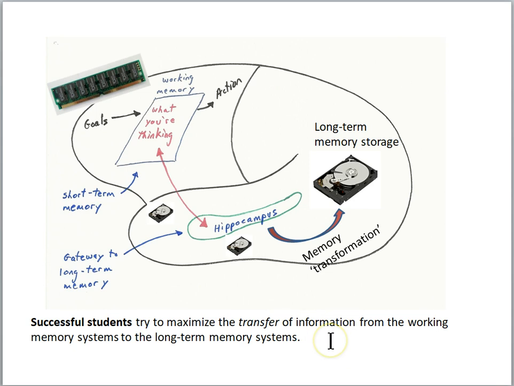So, successful students try to maximize the transfer of information from the working memory systems to the long-term memory systems. This is a helpful way of thinking about study strategies. We have to understand a little bit about how our brains work. We've got these two memory systems. So if we want to be educated, we have to pay attention to how the brain is taking the contents of working memory and writing them into the long-term memory system. How are we storing memories? And if we know a little bit about how the brain is storing long-term memories, then maybe we can design our study strategies more effectively.